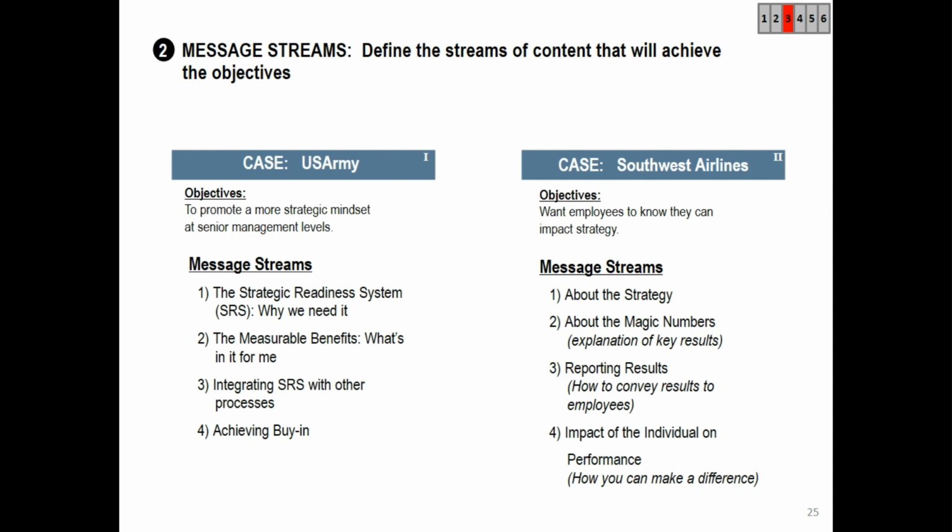Message streams. The strategic readiness system. Why we need it. The measurable benefits. What's in it for me? Integrating SRS with other processes. Achieving buy-in. Message streams. About the strategy. About the magic numbers. Explanation of key results. Reporting results. How to convey results to employees. Impact of the individual on performance.